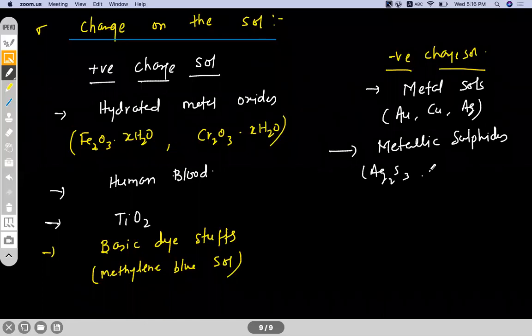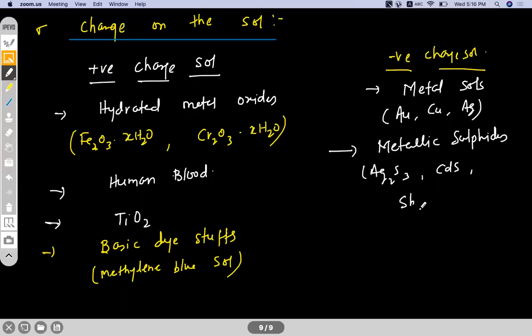Ag2S3, CdS, right? As2S3, Sb2S3. Sulfides are negative charge sols. Here we have basic dyestuff. So here we have acidic dyestuff. Dyestuffs are negative charge sols.